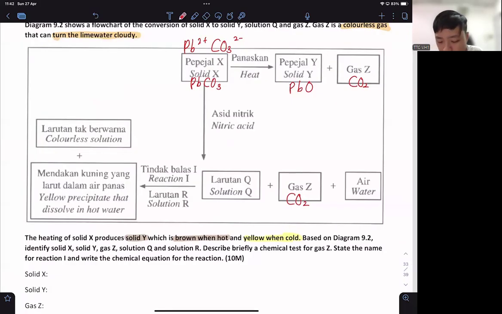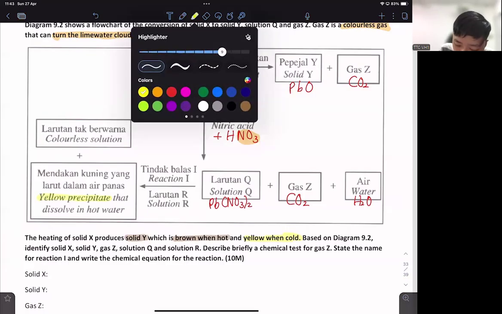Then they say to PbCO3 you add nitric acid, to produce solution Q. So the Pb2+ finds the nitrate ion, so your solution Q is lead(II) nitrate. CO2 and water will also be produced. Then they add lead nitrate solution Q into solution R. You get a yellow precipitate that dissolves in hot water.